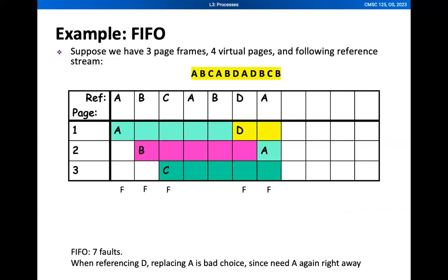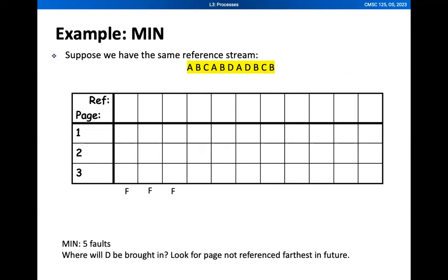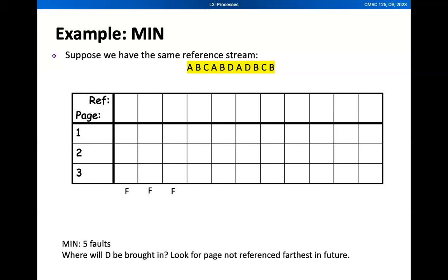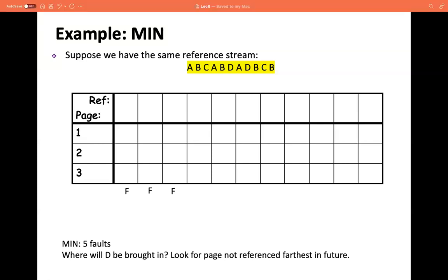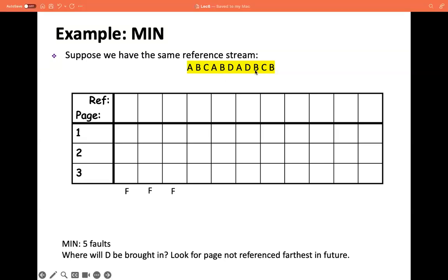Now, let us look at another algorithm, the optimal or the minimum replacement algorithm. So we have the same reference stream: A, B, C, A, B, D, A, D, B, and then C, B. And where will D be brought in? We are going to look for the page that is referenced farthest in the future.